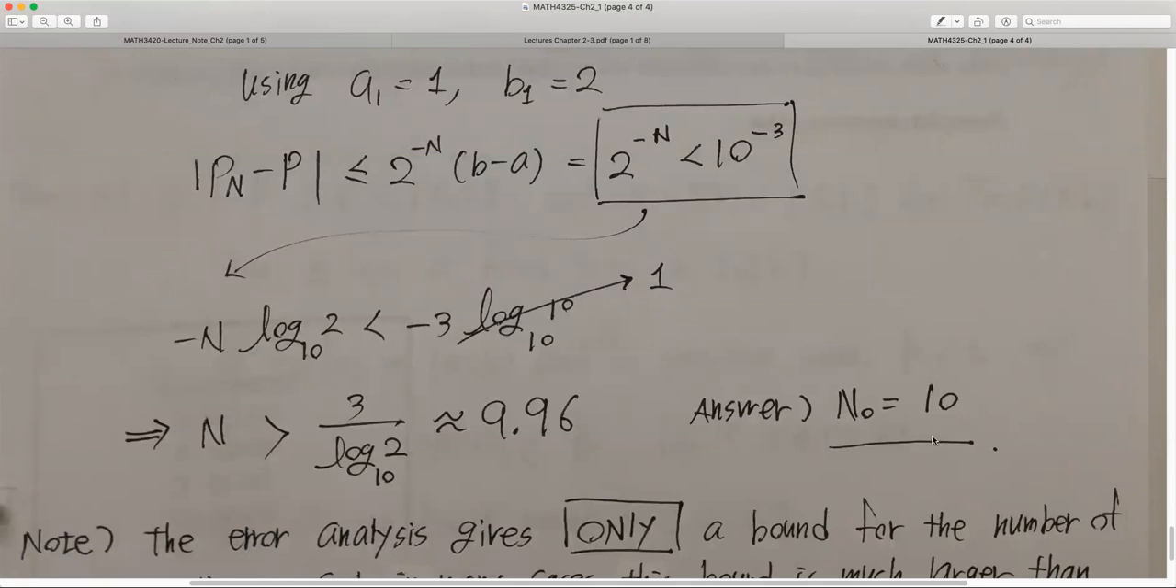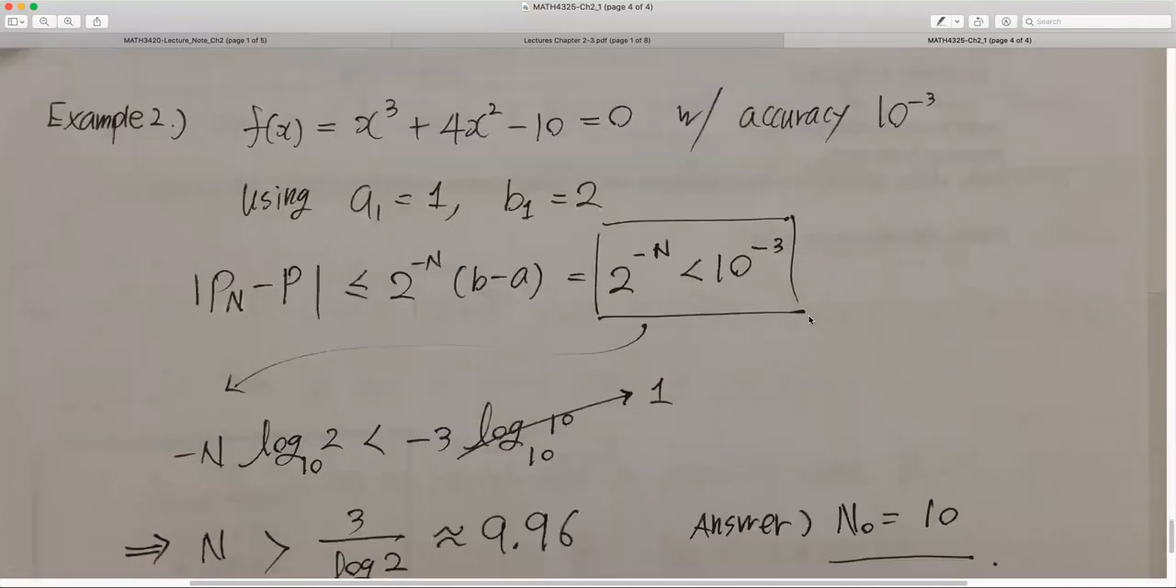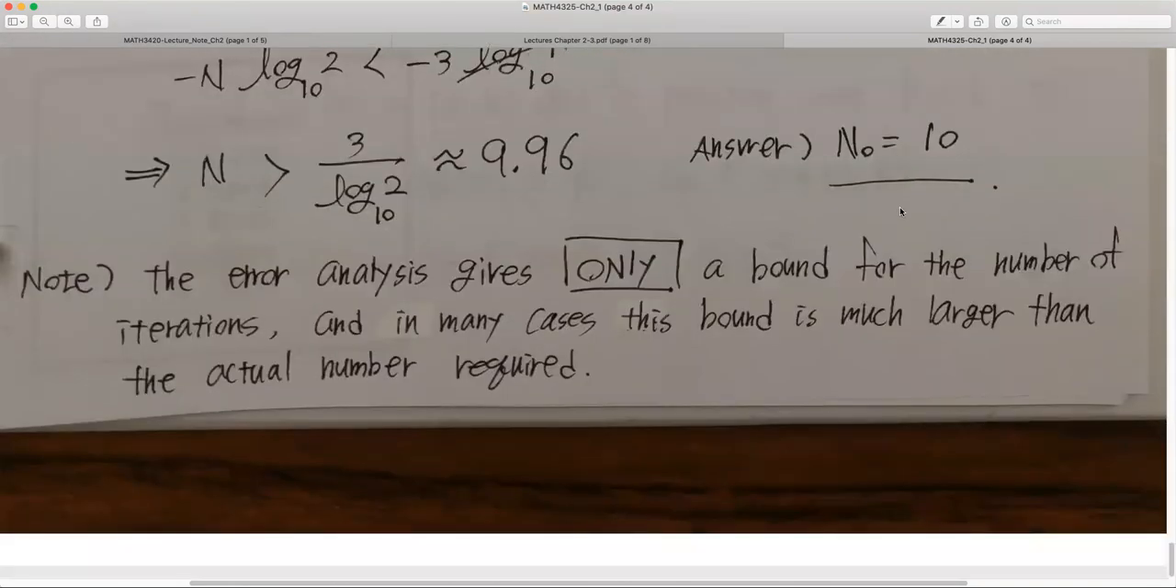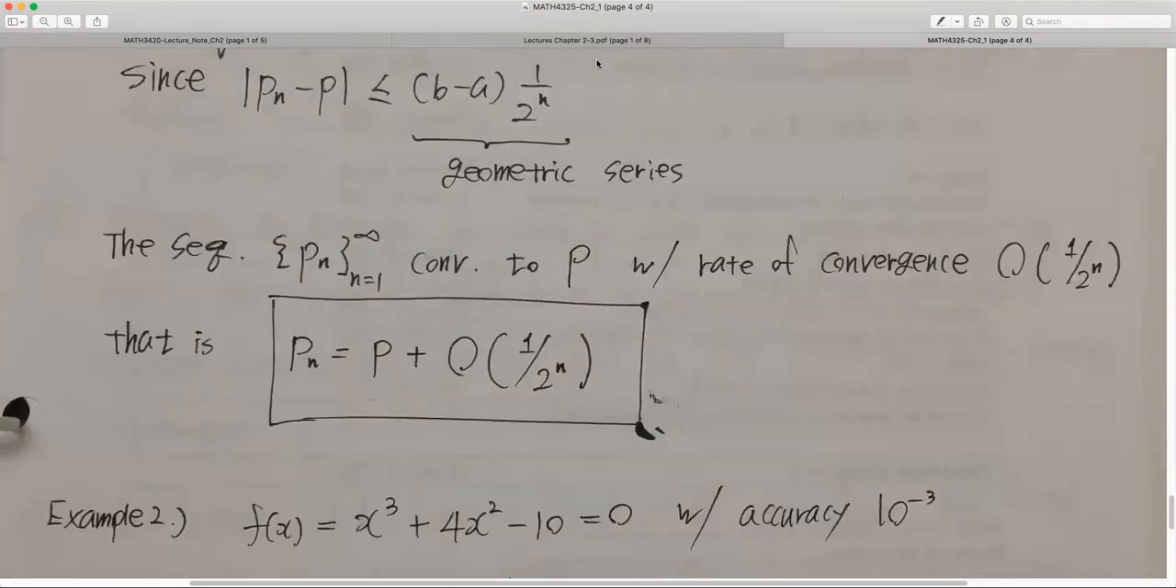Sorry, maybe you cannot say the optimal, but rather the sufficient number of iterations. That number guarantees that the bisection method will return the approximate root with that accuracy at least. Okay, so that's the bisection method. Let me stop here, and next time I'll cover section 2.2.